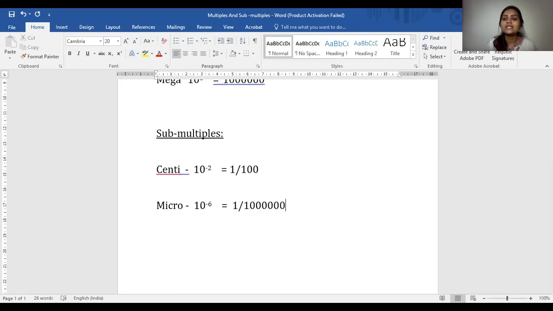Based on this, today we learned about what is time. We learned about why the SI unit system, the standard measurement, was important. We also learned about the multiples and the submultiples and how to write them down in their standard form.